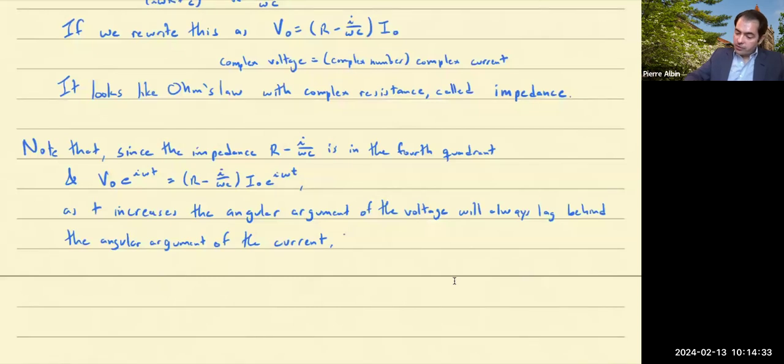So in this situation, we say that the current leads the voltage.